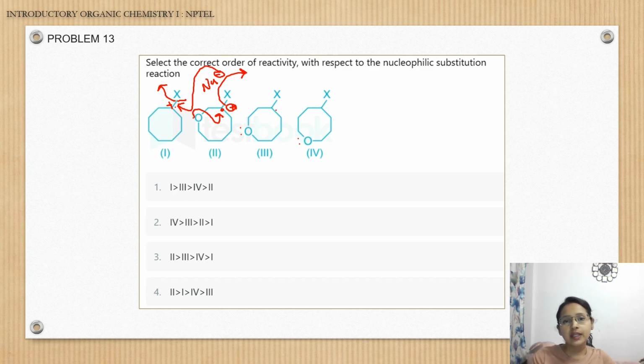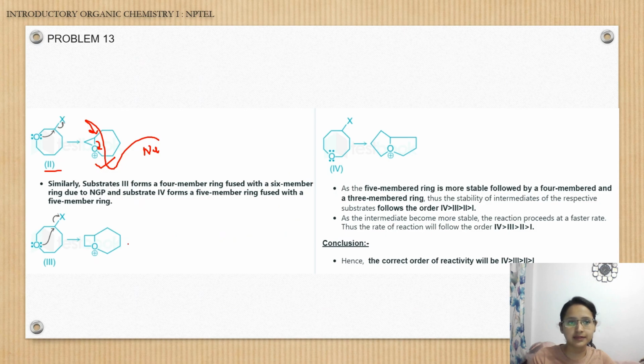Here also, if the carbocation is getting formed, this oxygen lone pair again stabilizes it by forming how many membered ring? One, two, three, and four. Four membered ring. Again here it is getting stabilized by forming a five membered ring. So this is how it is going to form the rings, right?